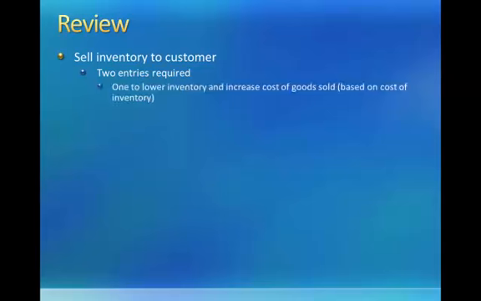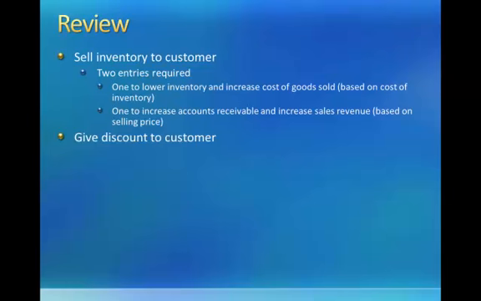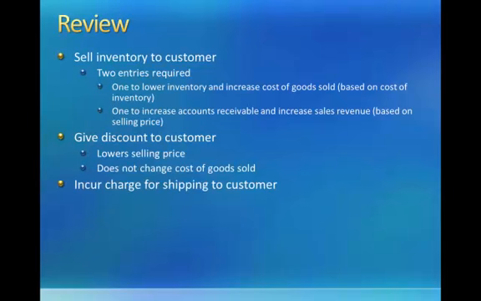So in review, if we sell inventory to a customer, 2 entries are required. One to lower inventory and increase cost of goods sold based on our cost of the inventory. The other is to increase accounts receivable and increase sales revenue, and this entry is based on our selling price. If we give a discount to the customer, it lowers the selling price, but does not change the cost of goods sold. If we incur a charge for shipping to the customer, that shipping charge goes to expense.